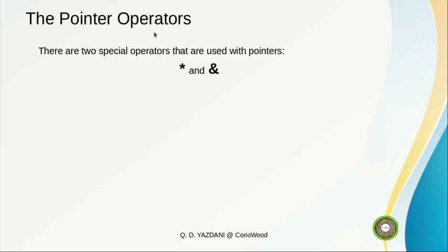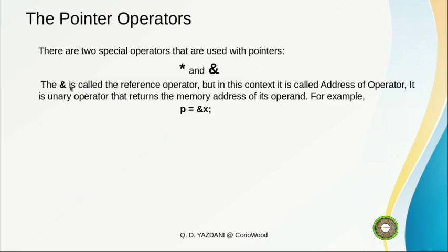Okay, so the pointer operator. What is a pointer operator? There are two special operators that are used with pointers. The first one we see is star, and this is the ampersand. The ampersand is called the reference operator, but in this context it is called the address-of operator. So this is the address.